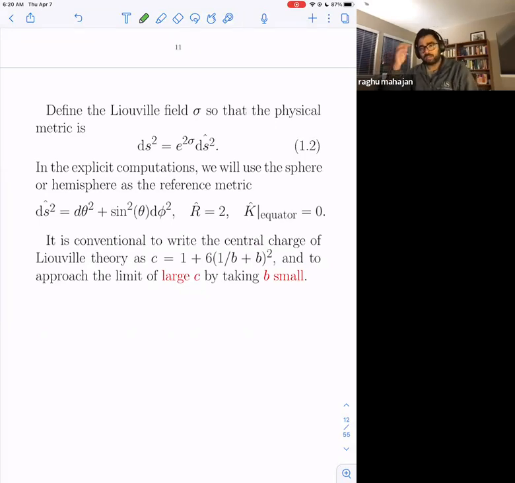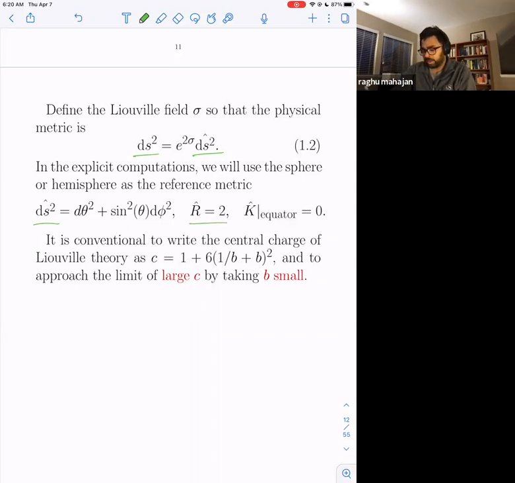So the Liouville field theory is the field theory of two-dimensional metrics, ds squared. And we parameterize like a reference metric, ds hat, times the Liouville field sigma, e to the 2 sigma. And we use this reference metric as the standard metric on the 2 sphere with the Ricci scalar 2. And if we were on the disk, the extrinsic curvature of the equator is 0. So you need these. And I would like to remind you that the Liouville central charge is usually written like 1 plus 6 times q square. And q is 1 over b plus b.